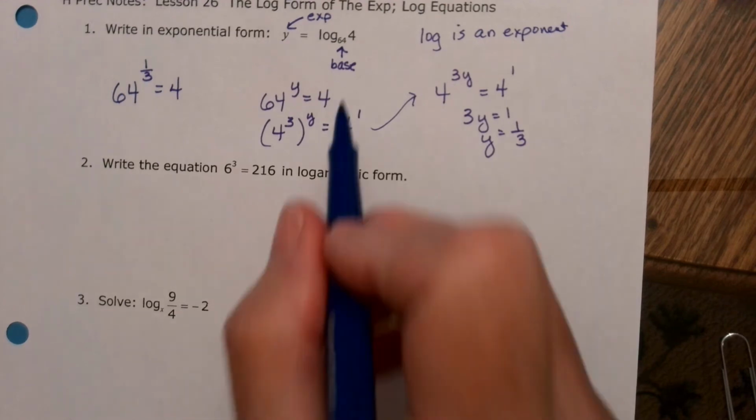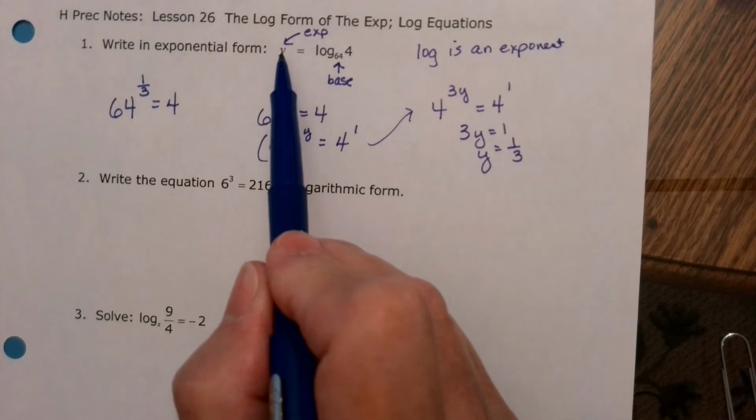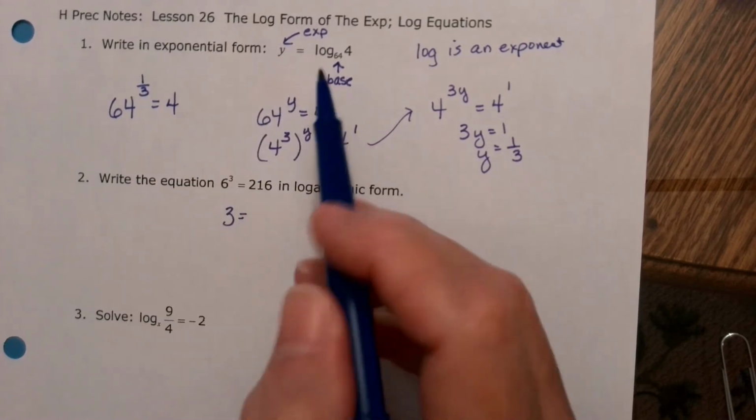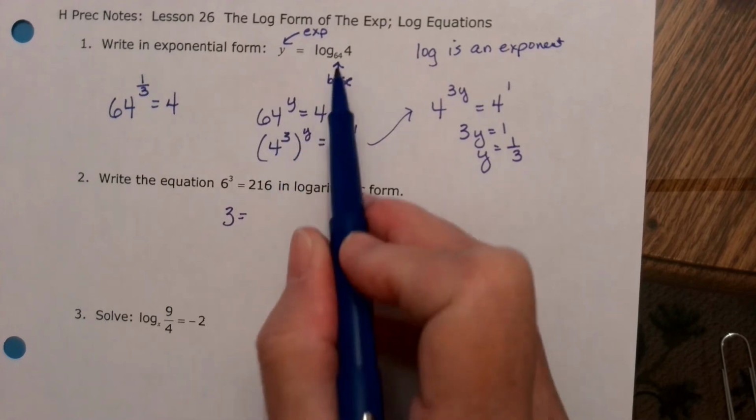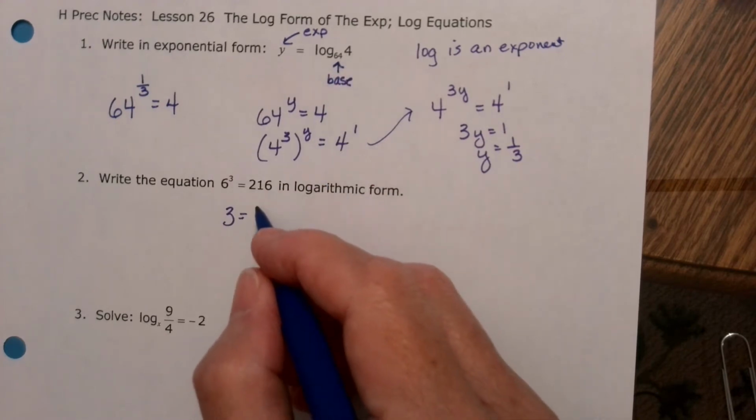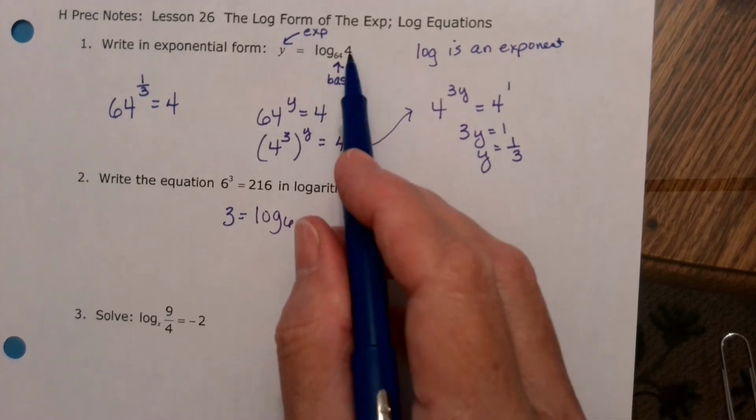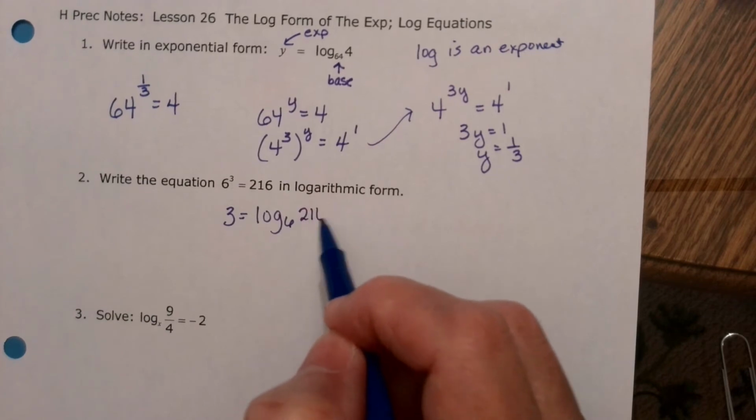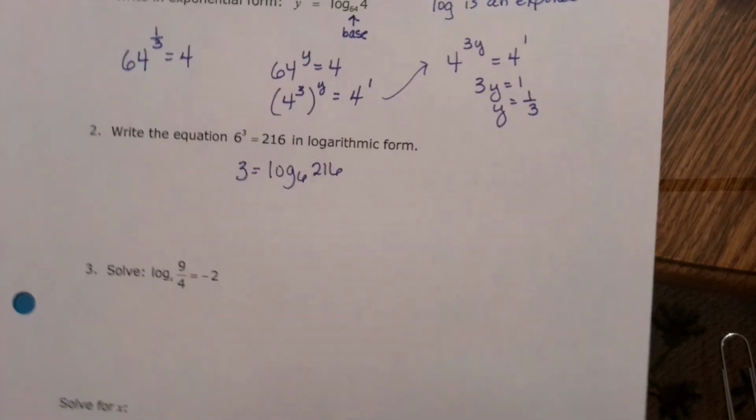Okay, so just follow the same thing we did here. Remember, y was the exponent, so 3 is going to be like the y. The 64 came from the base right here, right? So log base 6. And then the 4 is what it was equal to. So that was 216 right here. Okay? All right.